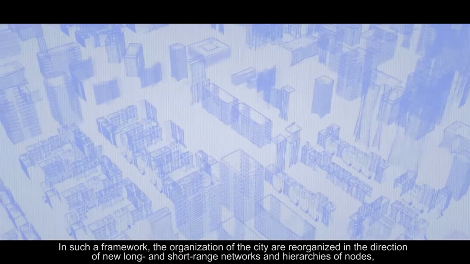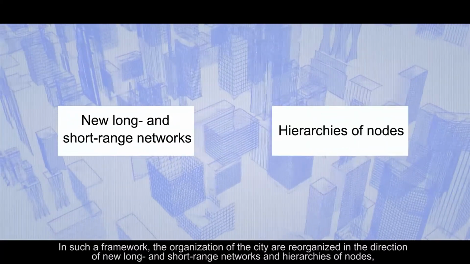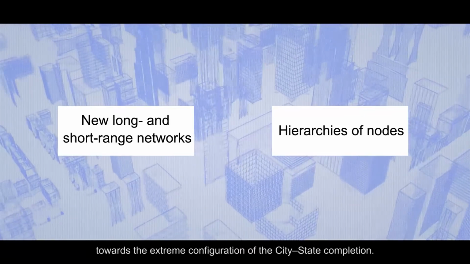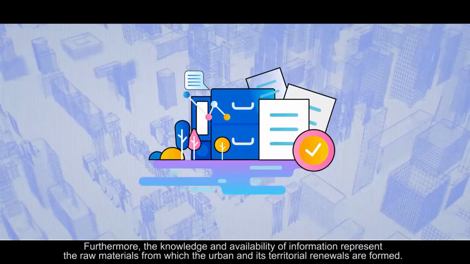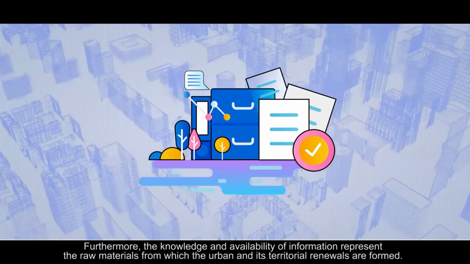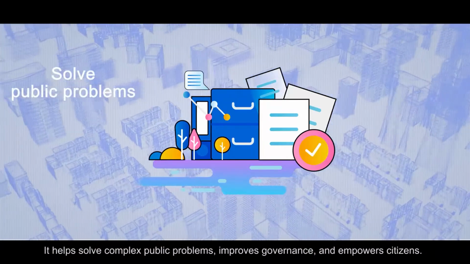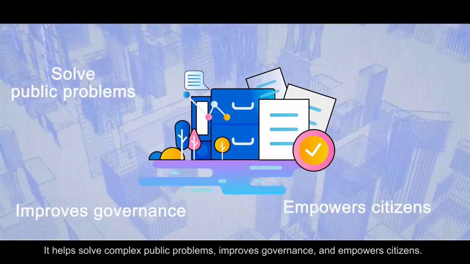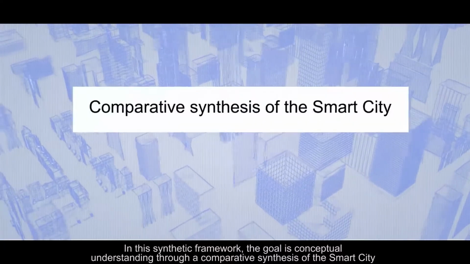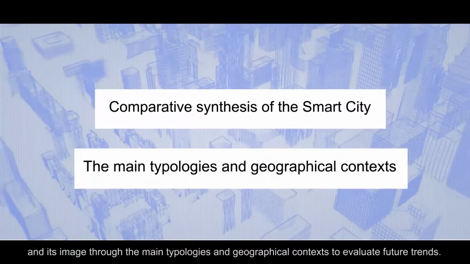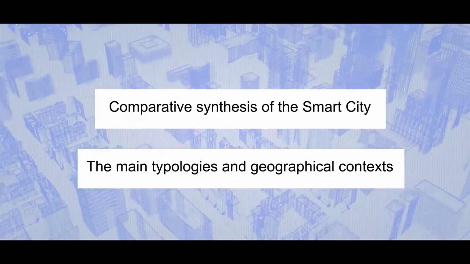In such a framework, the organization of the city is reorganized in the direction of new long and short-range networks and hierarchies of nodes, towards the extreme configuration of the city-state. Furthermore, the knowledge and availability of information represent the raw materials from which the urban and its territorial renewals are formed. It helps solve complex public problems, improves governance, and empowers citizens. In this synthetic framework, the goal is conceptual understanding through a comparative synthesis of the smart city and its image through the main typologies and geographical contexts to evaluate future trends.